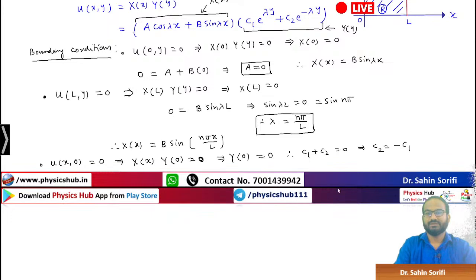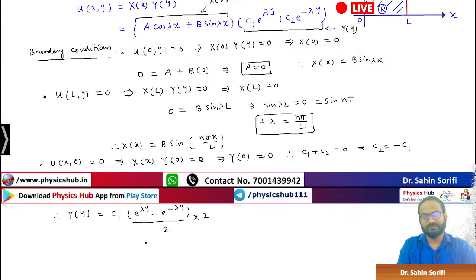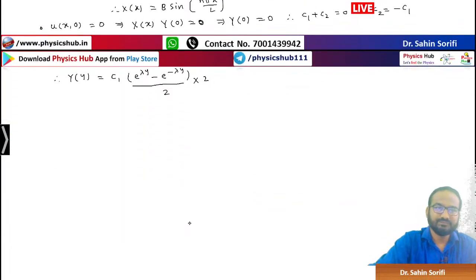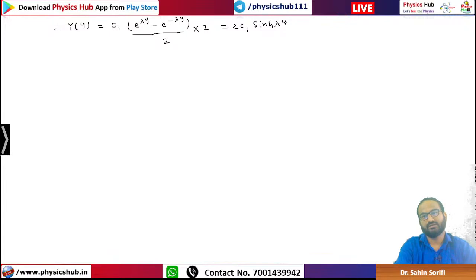If c2 is equal to minus c1, what does your y become? Y of y, we can take c1 common: e to the power lambda y minus e to the power minus lambda y. Now we can divide by 2 and multiply by 2, so it doesn't change anything. If we do this, this becomes 2c1 sine hyperbolic lambda y.